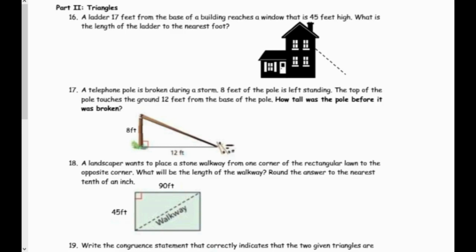Alright, so a ladder 17 feet from the base of a building reaches a window that is 45 feet high. Okay, so let's label what it tells us. It tells us that the ladder is 17 feet from the base. So from here to here, 17. And this is 45 feet high. The window is 45 feet high. So we'll call this X over here.